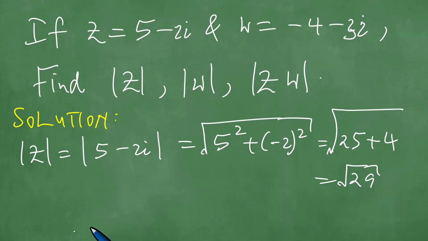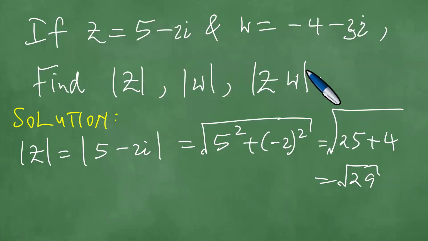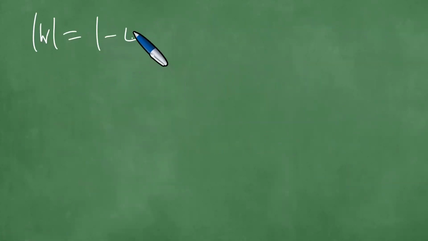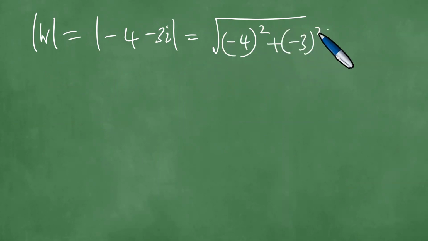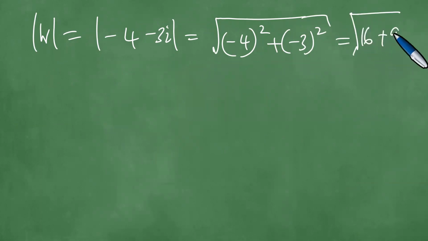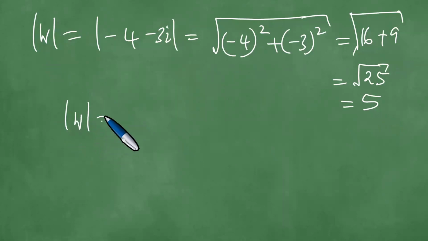Now we can do the same for the other one. W, for example, will be minus 4 minus 3i. Then you have the square root of minus 4 squared plus minus 3 squared. If you square minus 4, you have a 16 with a 9, and therefore this is a 25, and the square root of 25 is 5, so that is the modulus of this, which is the length of the vector. Complex numbers are vectors, so we can always discuss that, because every complex number can be perceived as a vector.